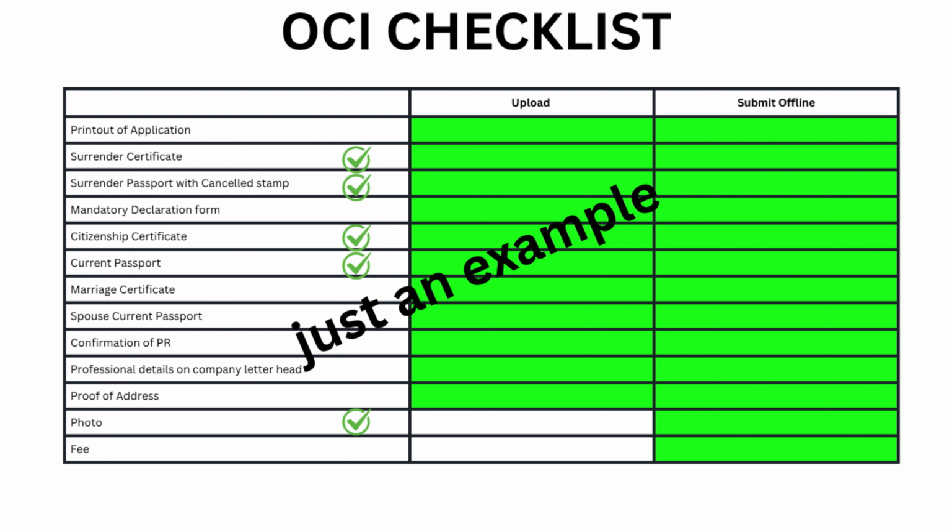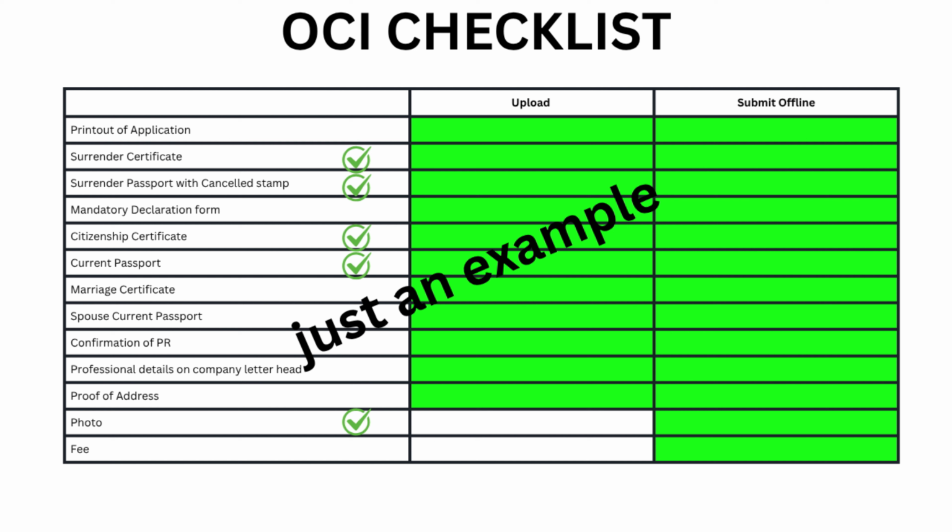Then your current passport has been uploaded, your citizenship certificate has been uploaded, and you will go through the checklist and see what all has been uploaded. Photo was uploaded earlier, printed application that you will be submitting with the service provider once you complete the application is still under process. Then what is left? Mandatory declaration form. This is a must. You will upload that. Then comes marriage certificate if you are married, spouse current passport. That will also go. In case spouse has an OCI card, copy of OCI card will go. Your confirmation of PR, that will get uploaded, and professional detail on a company letterhead, that will go.